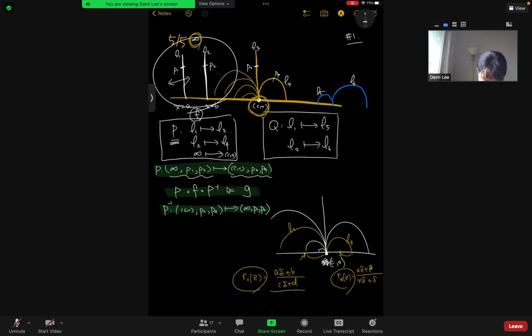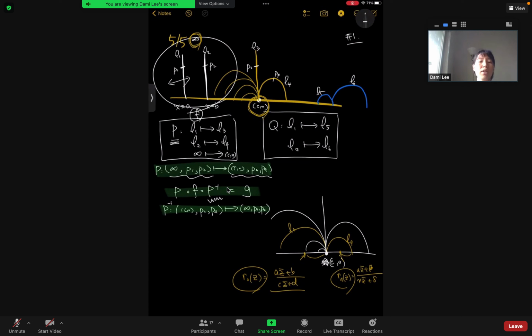So here, the reflections are well defined, and you can see that the reflection about L1 is mapped to the reflection about L3 through the map P, and then the reflection about L2, same thing with L4. Okay, then what about P inverse?